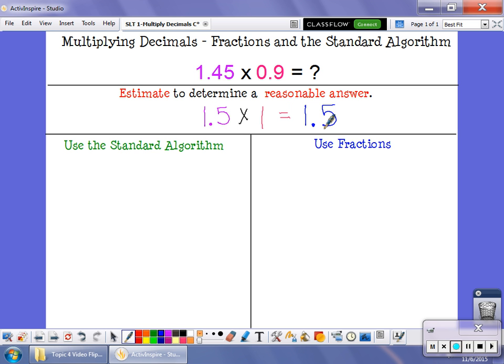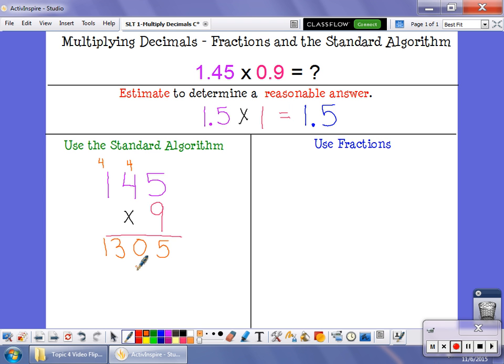When I use my standard algorithm, I want to multiply these numbers as if they're not decimals. I'm not even going to write the decimal points, because I don't want those to confuse me. So I'm going to multiply 145 times 9. I'm not going to worry about my decimals just yet. So the first thing I'll do is 9 times 5, which is 45. And then 9 times 4 is 36, plus 4 is 40. And 9 times 1 is 9, plus 4 is 13. Now when I multiply these whole numbers, I can see that it's really big, 1,305.